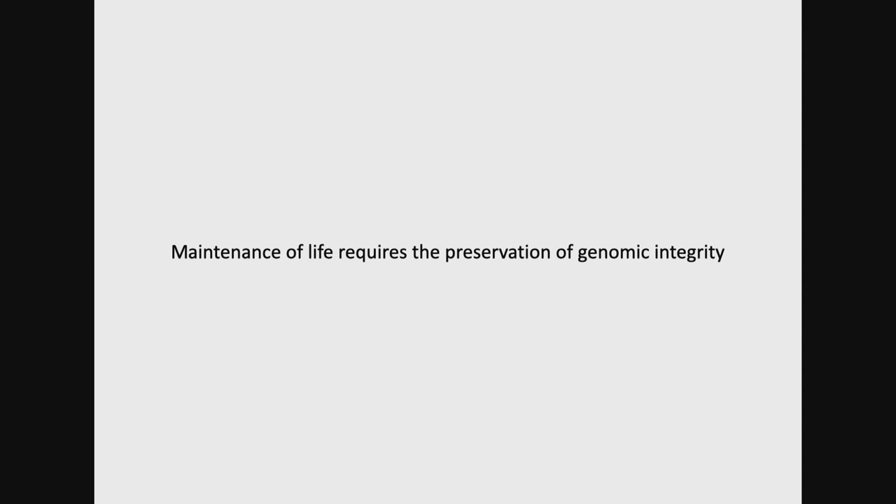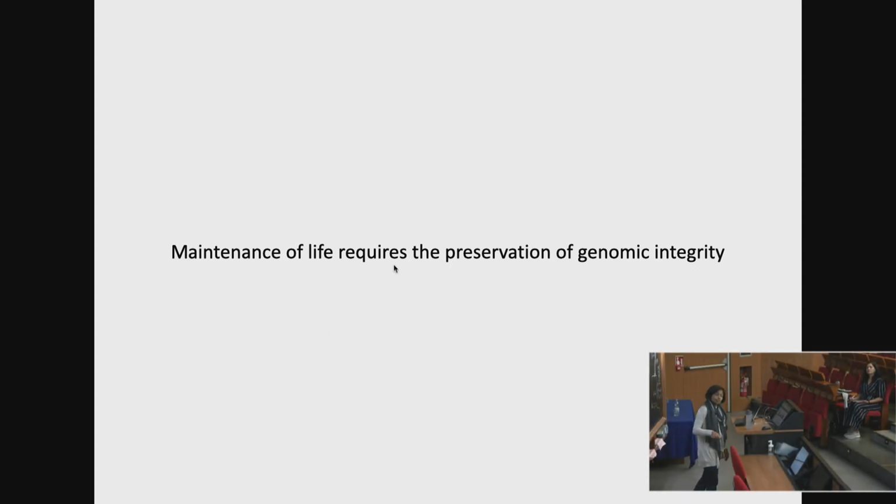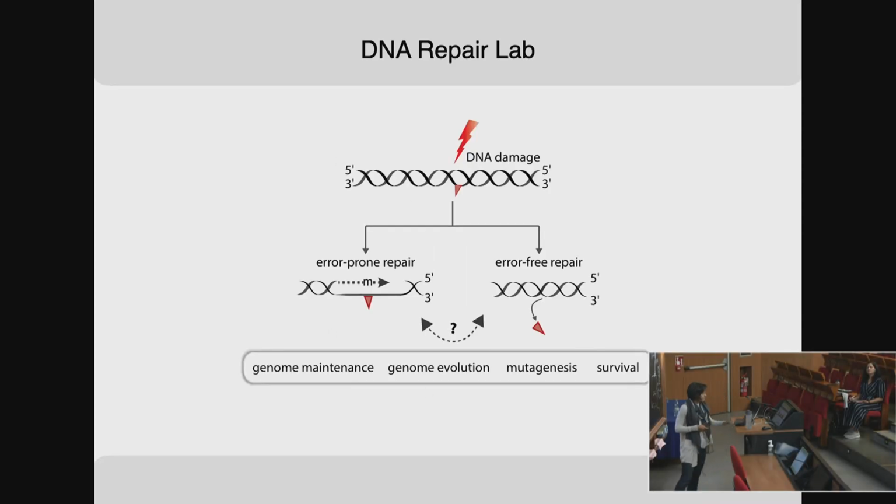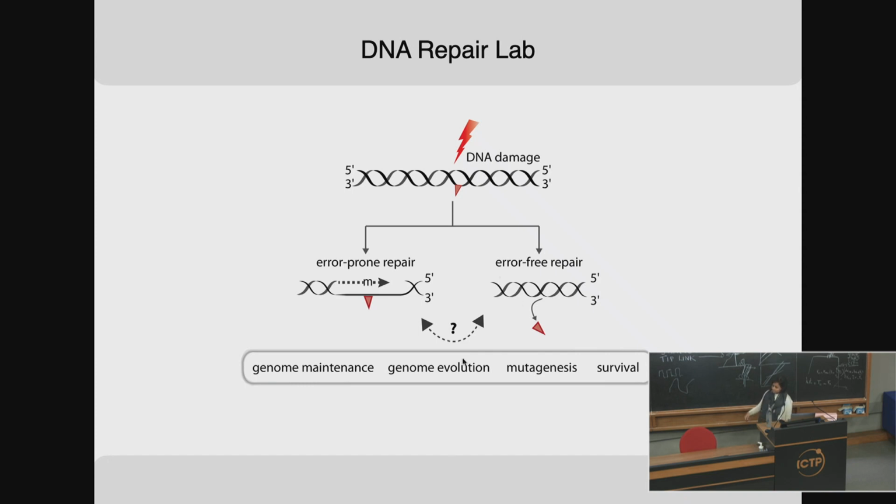And so we now know that the maintenance of life not just requires the faithful duplication of DNA, it also needs the preservation of genomic integrity. And that's what we study in my lab. We try to understand how cells manage DNA damage and fix the DNA damage in a manner that allows for error-free correction, but still has some space for error, which allows for mutagenesis and evolution over time. So together, the ability to repair damage efficiently allows cells to toggle between genome maintenance on one side and genome evolution on the other side.